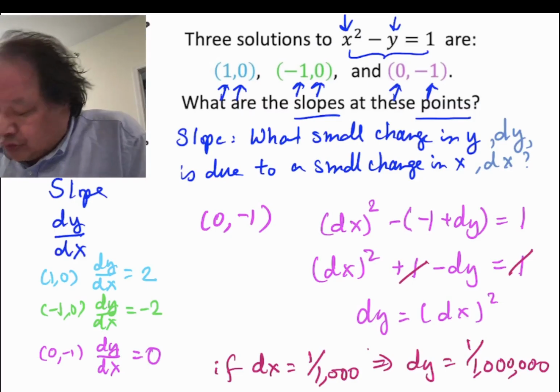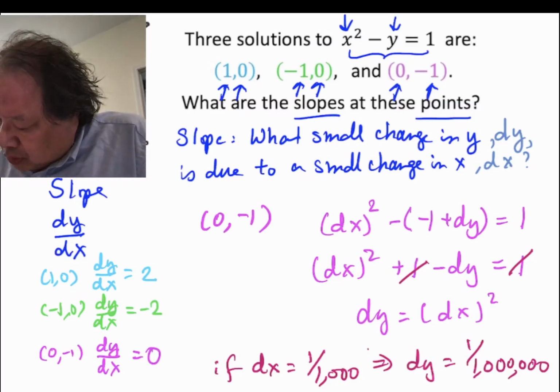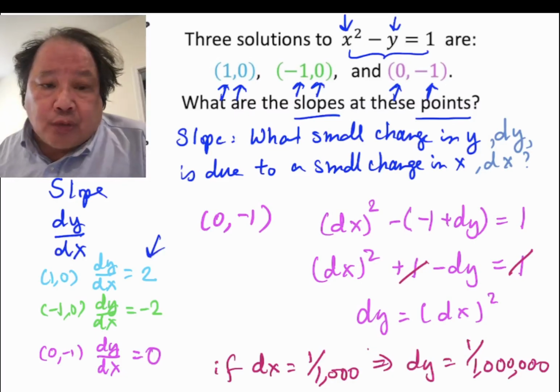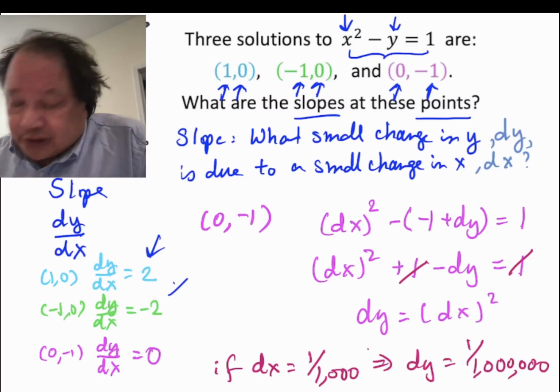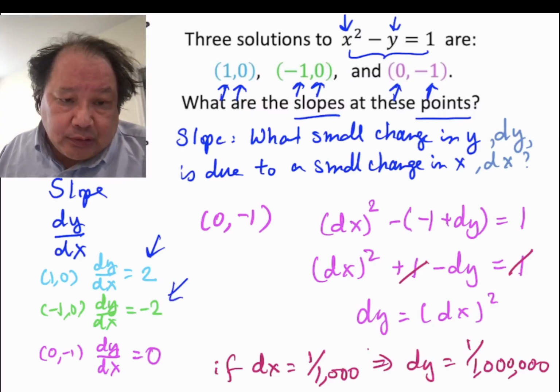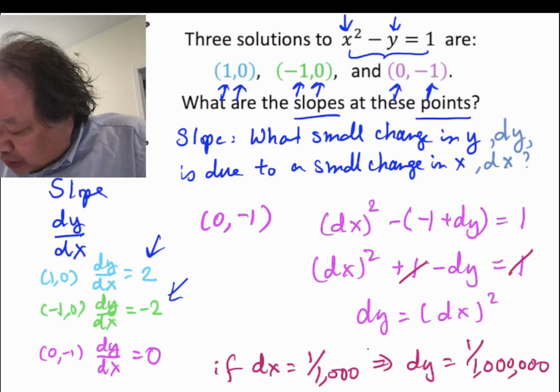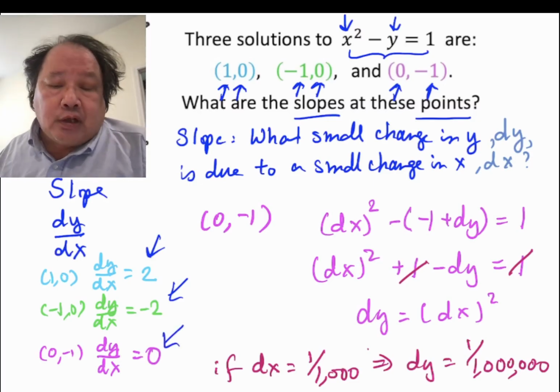And so at the 3 points, at 1, 0, we get the slope of 2. At the point minus 1, 0, we get the slope of minus 2. And at the point 0, minus 1, we get the slope of 0.